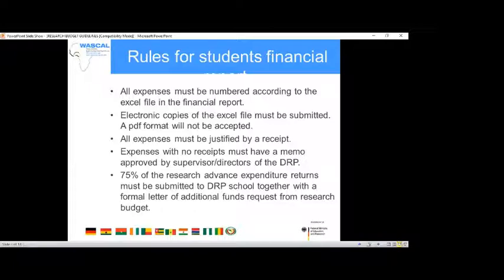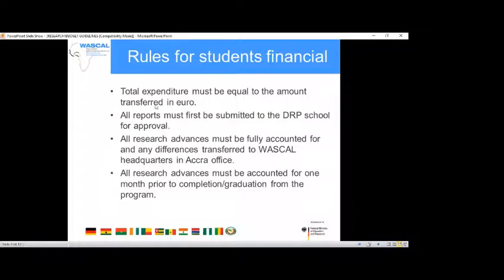75% of the research advance expenditure returns must be submitted to DPR school together with a formal letter of additional fund request from research budgets. When you finish your research grants, you retire immediately, and then you forward a request for additional funds when you've expended 75% of your research grants. That is clear and direct. Total expenditure must be equal to the amount transferred in euro. You can see from the Excel sheet, that's why we did that analysis. What you are being given must be equal to your expenditure.